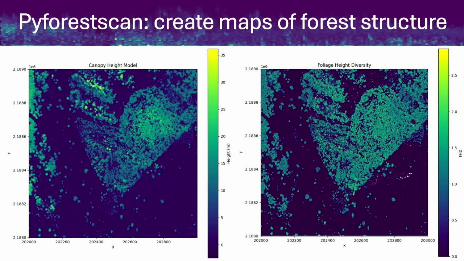And you can create maps of forest structures. So this is on the Big Island of Hawaii, Pu'uwa'awa'a, which is a cinder cone. So it should also be nice to see this elevation as well. Should have made that map. This is a canopy height model on the right at 1 meter resolution, and on the left, foliage height diversity.